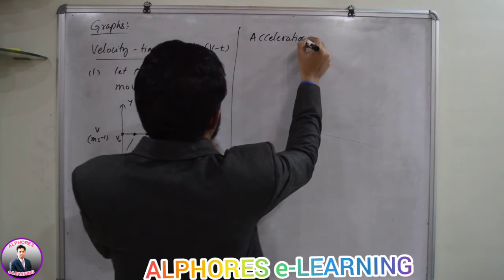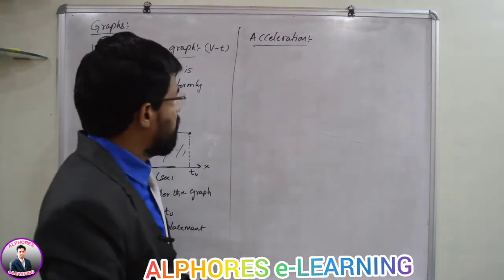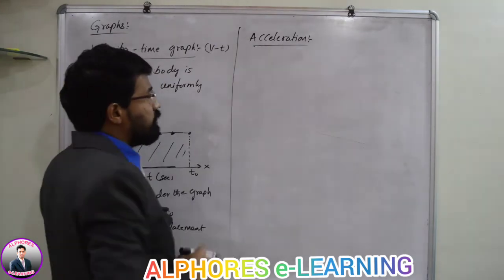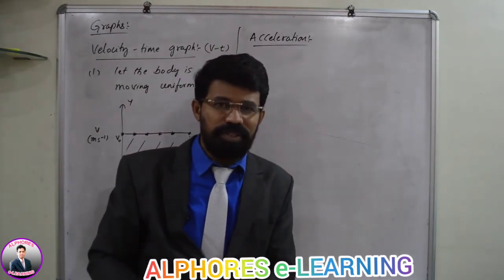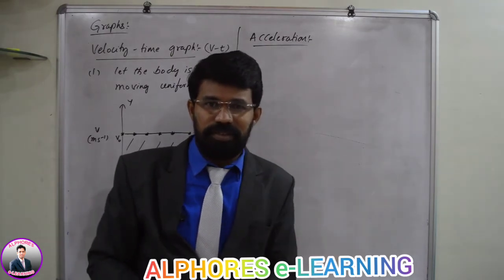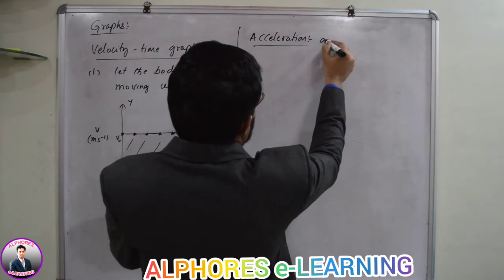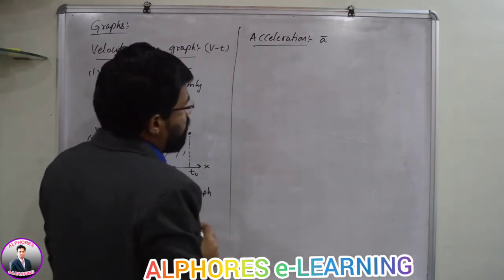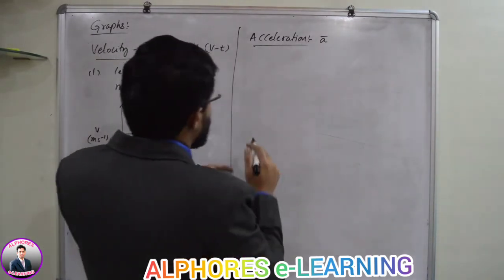Acceleration. In fact, most of the theory connected with one-dimensional motion is dependent on this acceleration parameter. We'll be dealing with the kinematic equations and their applications. Everywhere we see this acceleration term. So let us find out: acceleration is a vector quantity. Rate of change of velocity is nothing but acceleration. That's how you can define it.